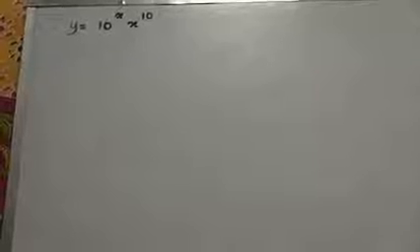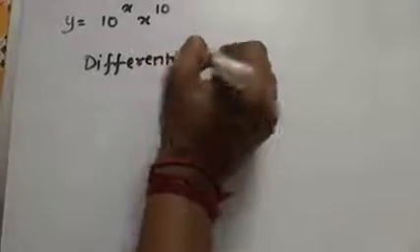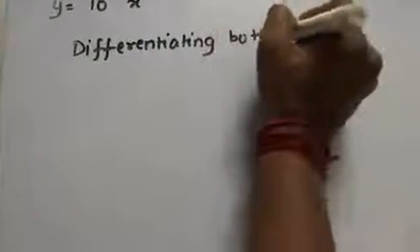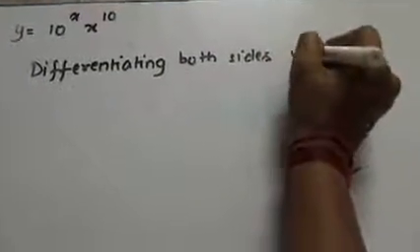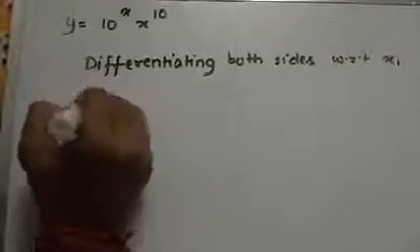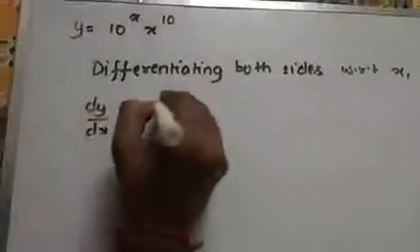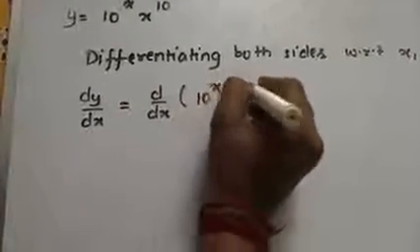Okay, now the question is y equals to 10 to the power x, x to the power 10. So again, we have to write in the same way, differentiating both sides with respect to x. So now you have to write dy by dx equals d dx of 10 to the power x, x to the power n.